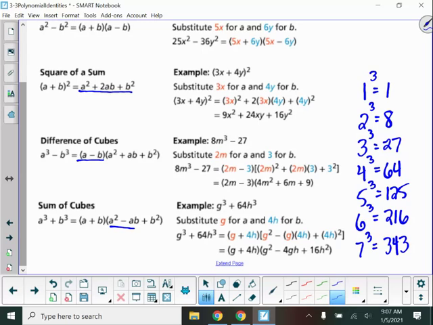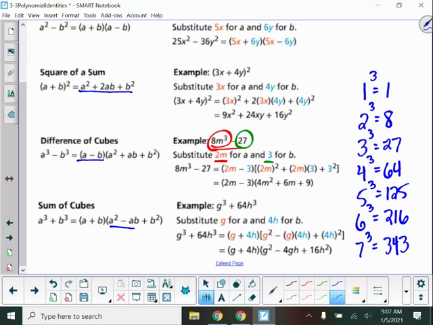I would just take a moment and jot down some of these cubes so that you have them. It's a very good idea to be able to recognize what a perfect cube is so you can recognize whether you have a sum or difference of cubes. You have 2 different examples here. Notice for this one, the difference, 8m cubed minus 27: 2m is the cube root of 8m cubed, and 3 is the cube root of 27. So notice the 2m is the a and the 3 is the b, and then we're just plugging into the formula.